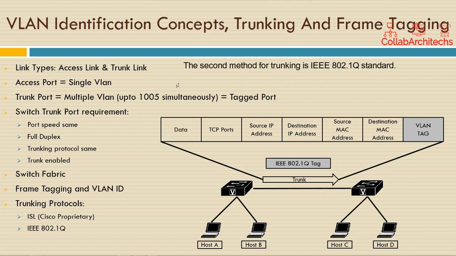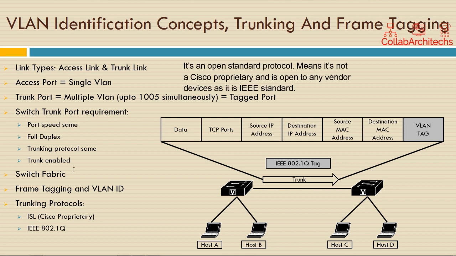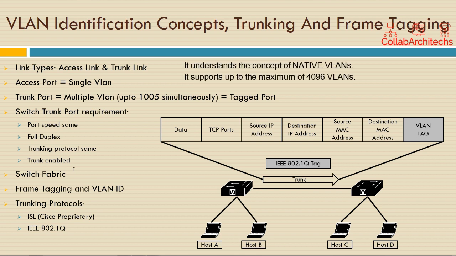The second method for trunking is IEEE standard 802.1Q, also known as the .1Q trunking protocol. It is an open standard protocol, meaning it is not Cisco proprietary and is open to any vendor's devices, as it is an IEEE standard. It understands the concept of native VLANs. It supports a maximum of 4096 VLANs.